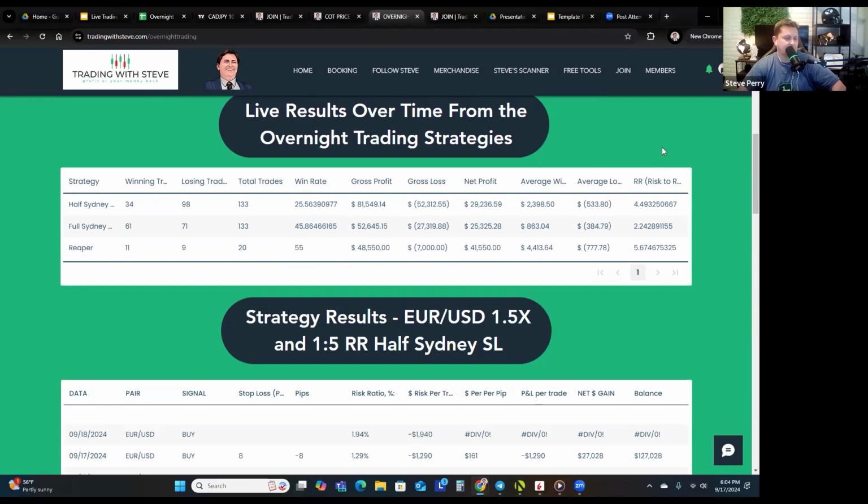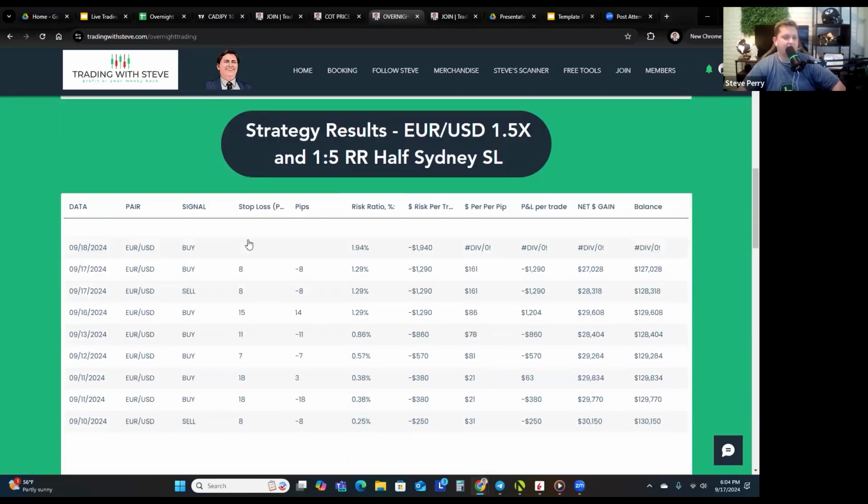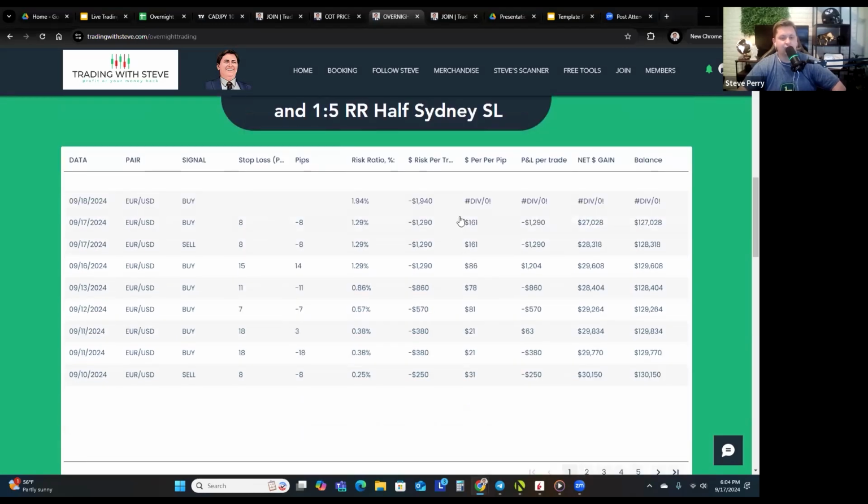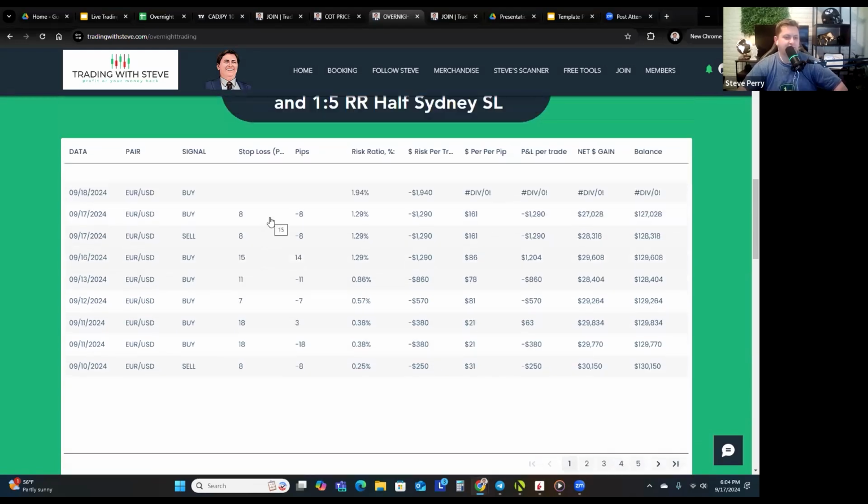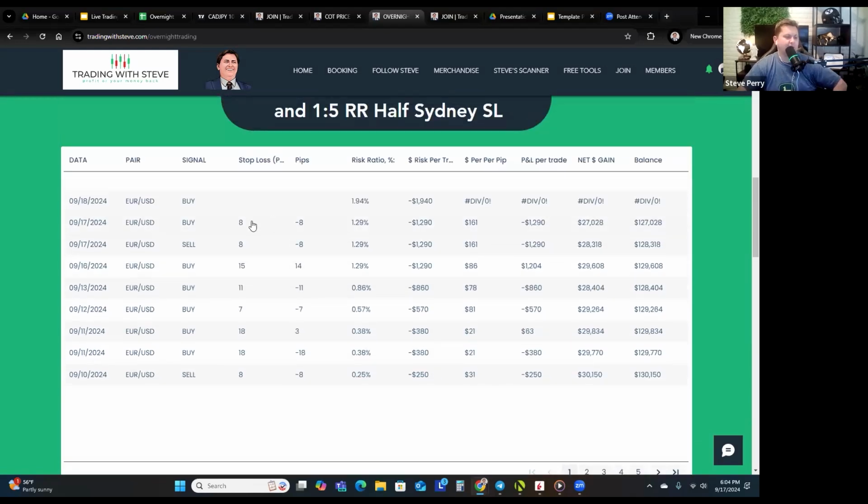This includes the half Sydney session stop loss version of the strategy, the full Sydney box stop loss, and obviously the Reaper, which has been added as of this afternoon. You can view the statistics since May 1st. All of these are since May 1st. If you want to see actual trade results, you can come in here. This is an order history of every single trade taken with the overnight trading strategy, so you can stay up to date.